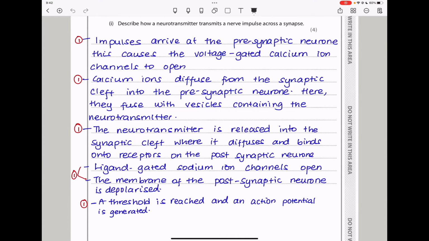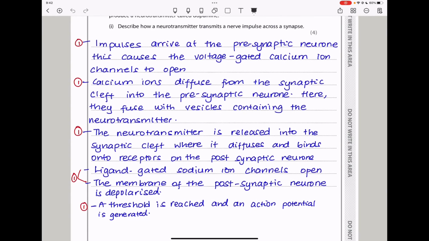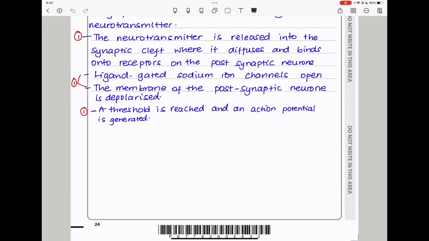When that occurs, the ligand-gated sodium ion channels will open. Then the membrane of the postsynaptic neuron will be depolarized. If a threshold is reached, then an action potential can be generated in the postsynaptic neuron. This is very easy to remember and is exactly as it is in the textbook. So let's continue to the next part.